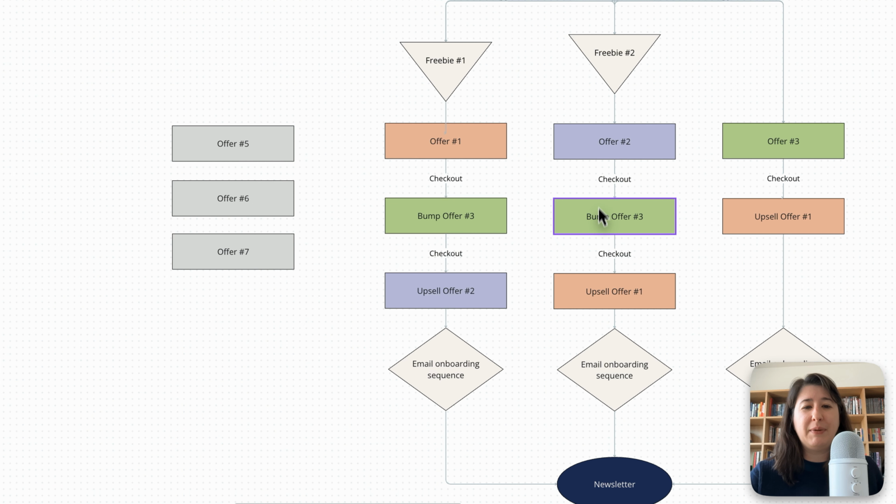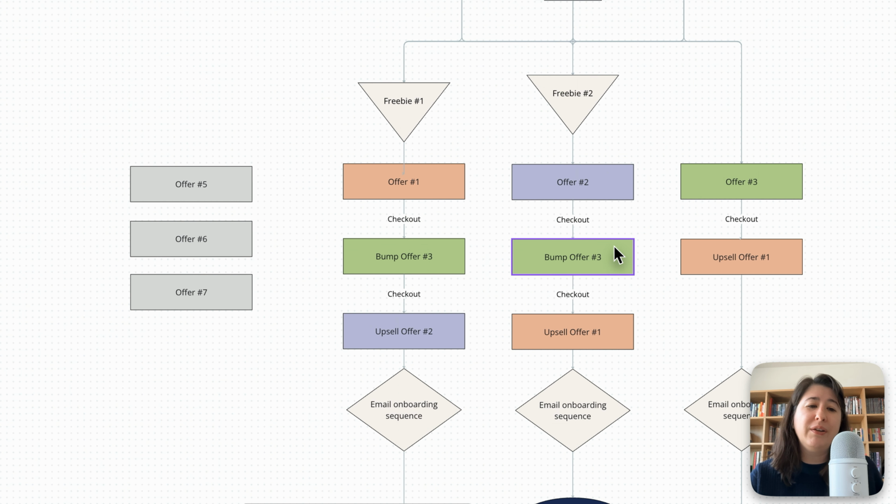So we go through each of the offers, at least the ones you want to publicly launch and promote, and make sure you have your funnel set up. Now, all of them might not include a bump offer or an upsell. Maybe they can just be standalone. Maybe they only include one or the other.